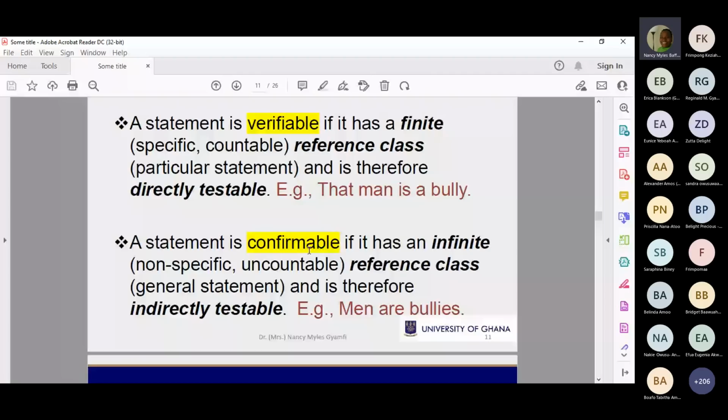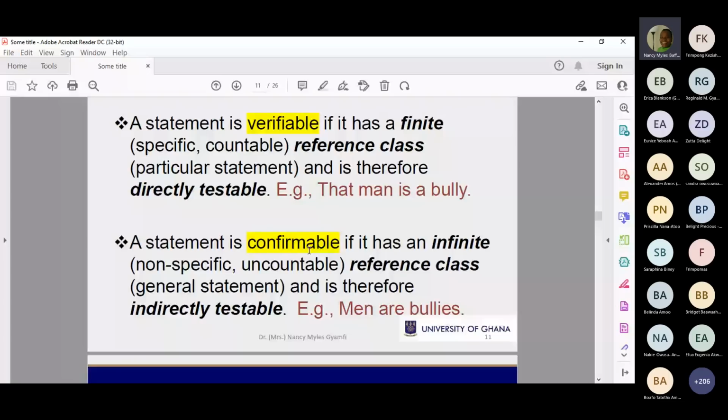If you get the meaning, so particular means finite reference class, and therefore you will describe that as what? Verifiable, which means you can test it only what? Directly. You test it directly. See, about 6 concepts submerged into one paragraph like that with understanding. And you can give your own example. Any statement at all whose reference class is finite.